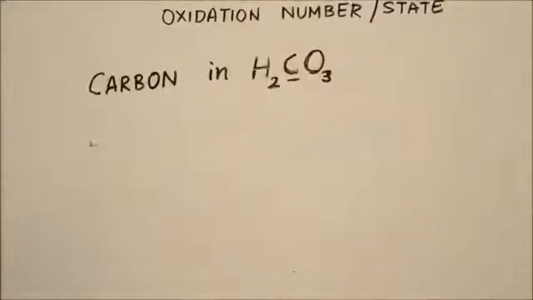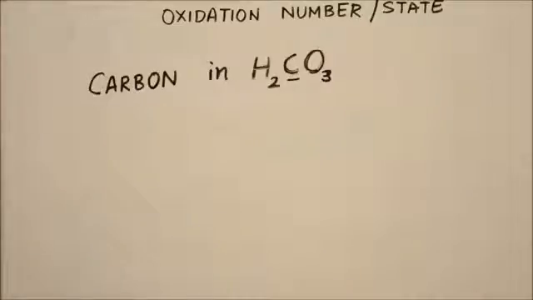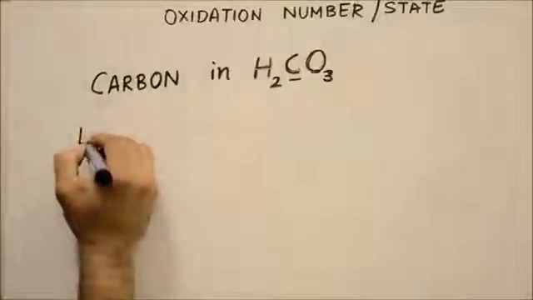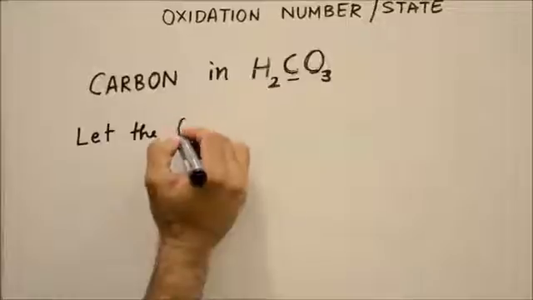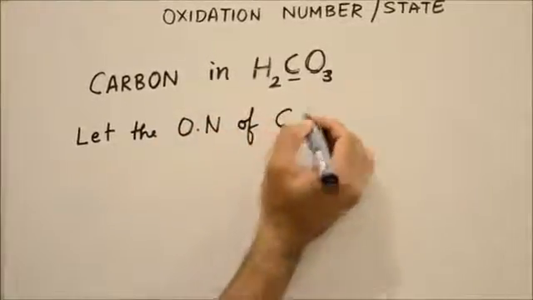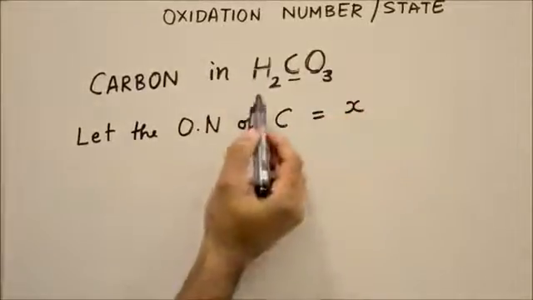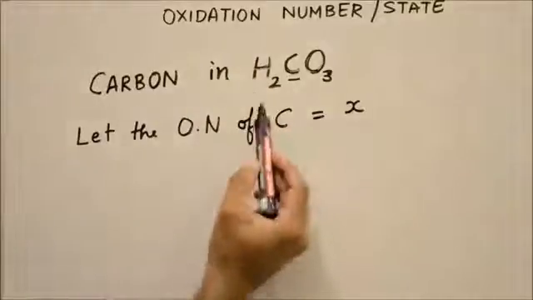We have another example: to find the oxidation state of carbon in carbonic acid. Carbonic acid is given as H2CO3. So let us go along with the same procedure. Let us call the oxidation number of carbon X.